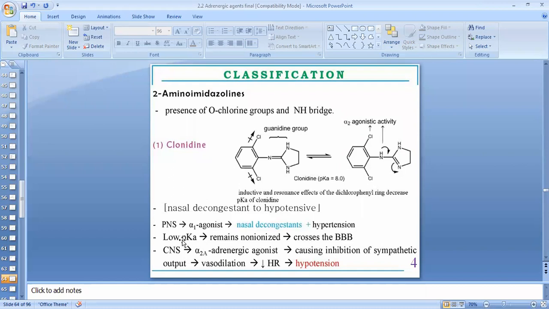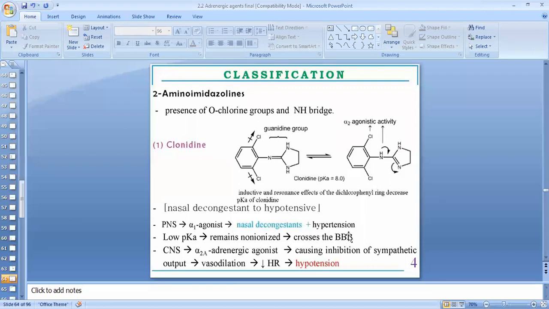This is going to have a low pKa value due to the presence of this aromatic chloride substituted ring and the presence of nitrogen. That's why it remains non-ionized and they may cross the blood-brain barrier. See, lipophilic and hydrophilic दोन्ही nature असल्यामुळे they are going to have the low pKa value. त्यामुळे ते unionized राहतात, जसेच्या तसे राहतात.